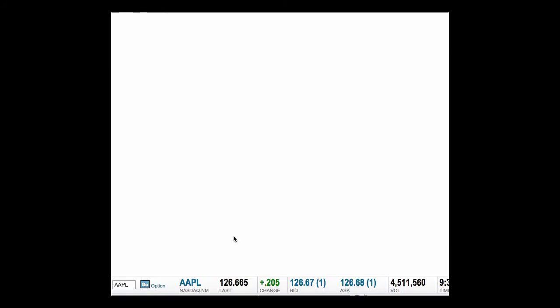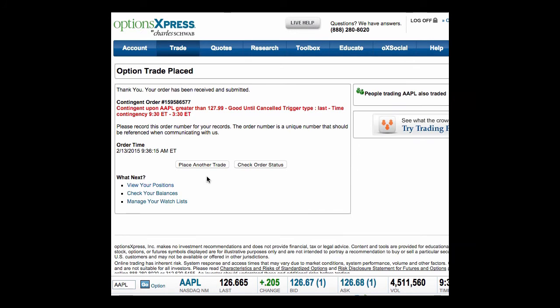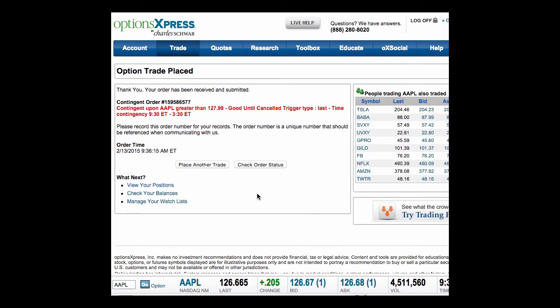And it's going to tell me basically that I'm looking to close this, but only if Apple is greater than 127.99 between now and 3:30. Now, once I've done that, I'm just going to go ahead and place this order, sell to close these calls. And now it's in place, and now I'm ready to start the trading day with opportunities that I want to look at because I've got the opportunities already in place. I've got them ready to close out if something were to happen between now and 3:30.